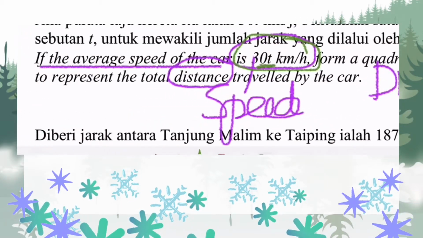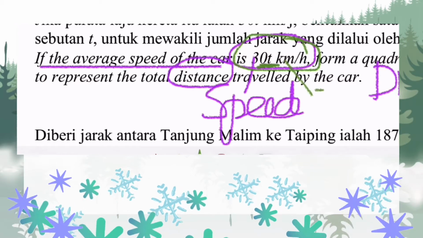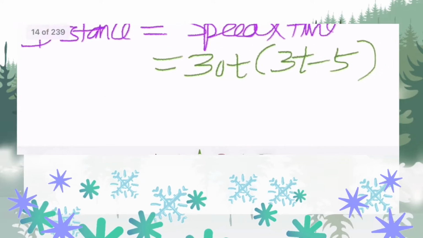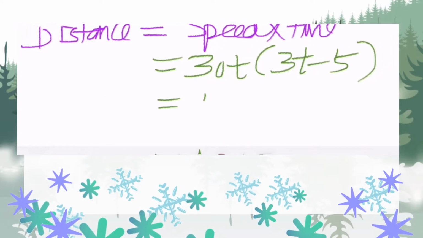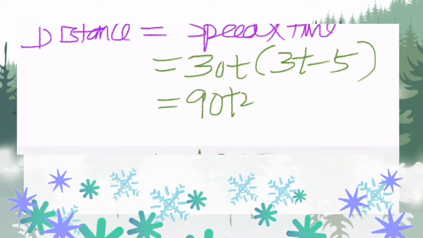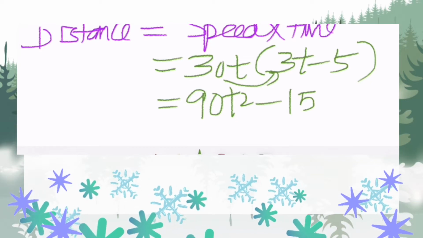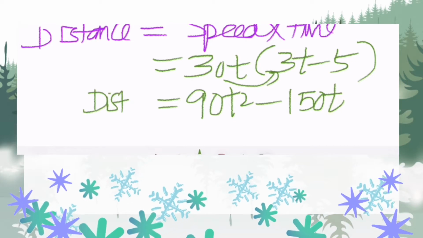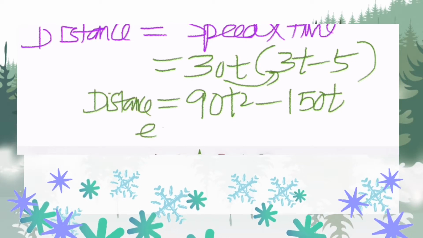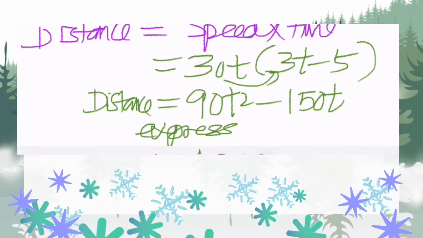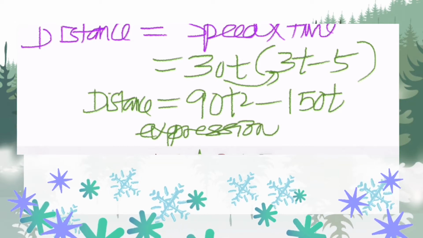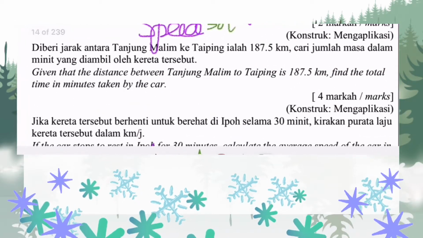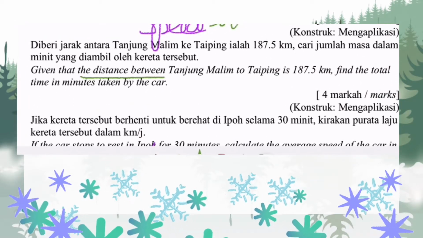Alright, so we have the distance in terms of t. Remember, this is the speed, 30t. There is a t there. So if we expand, 90t squared minus 150t, this is the distance. The distance in terms of t is an expression, so you cannot make it equal to 0.